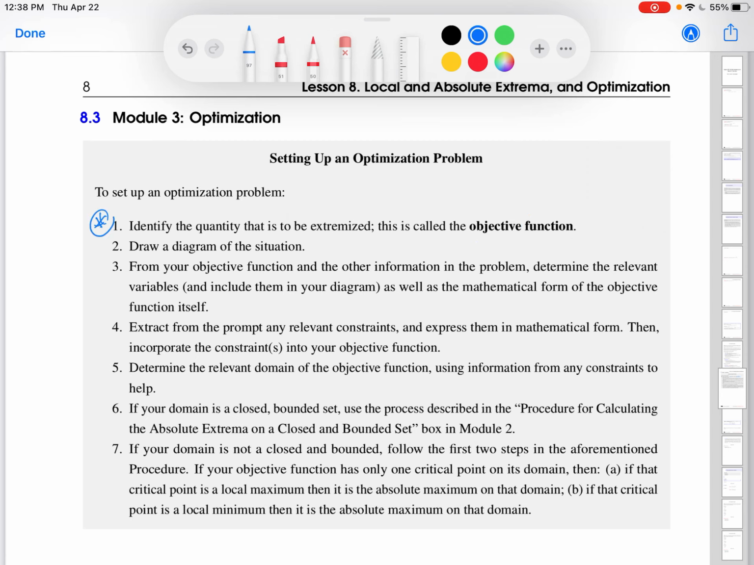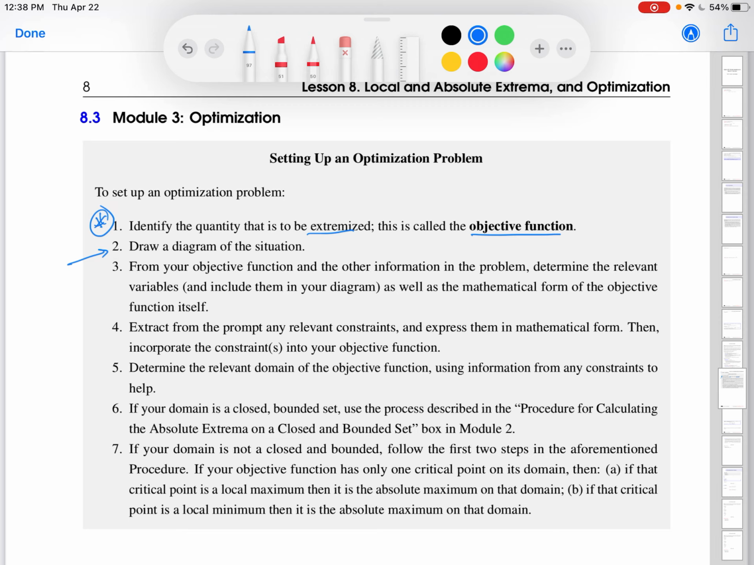First of all, we identify the function to be extremized. That is called our objective function. And then it's really useful to draw a diagram, especially now that we're going to be dealing with multivariable functions. If you can visualize what the function looks like, or if you can use some sort of technology to help you understand what's going on, then that is really going to pay off later.